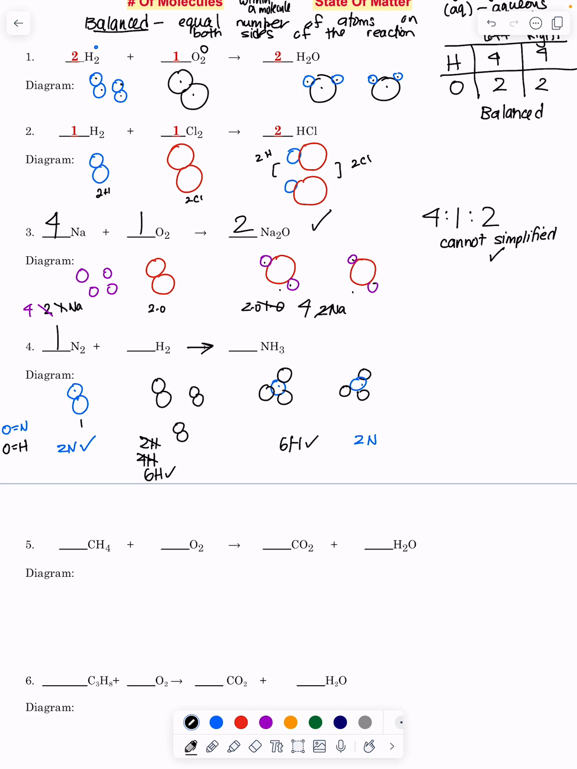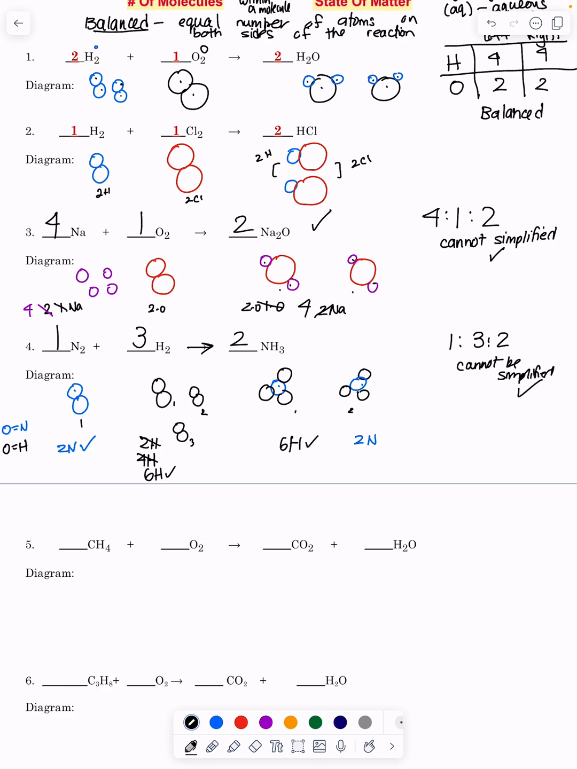I only needed 1 N2. I needed 3 H2s to balance this equation. And I made 2 NH3. And 1 to 3 to 2 cannot be simplified. So we are good here.